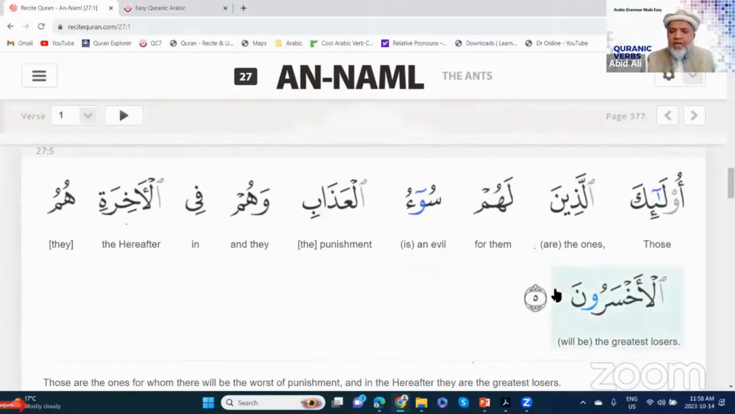Now, ula'ikal lazina lahum su'ul azabi wa hum fil akhirati humul akhsarun. So what happened to these people? Those are the ones for whom is an evil punishment, and they in the hereafter will be the greatest losers.